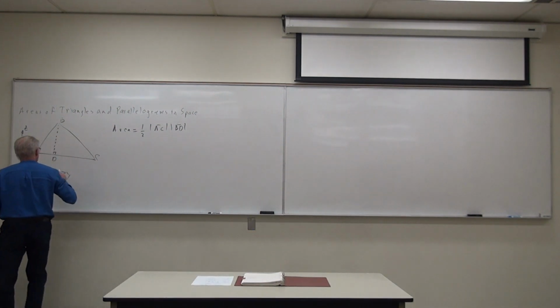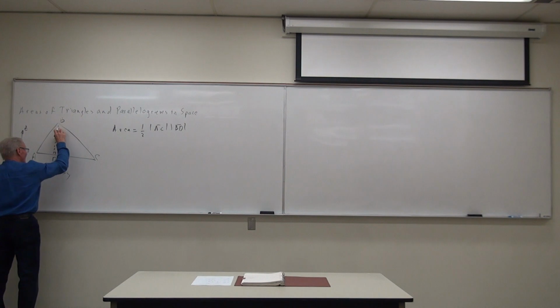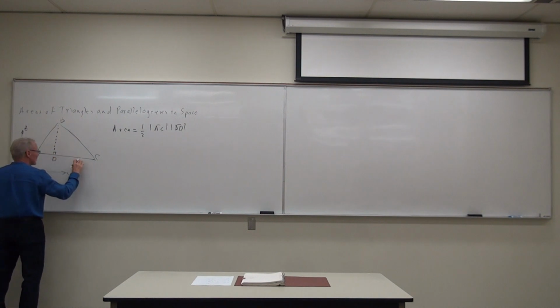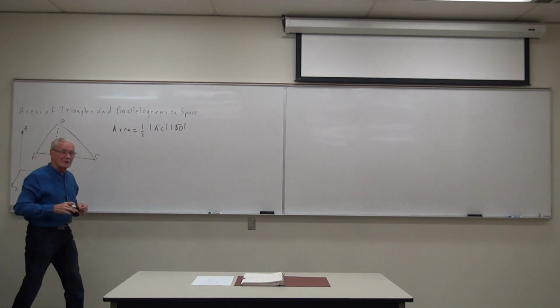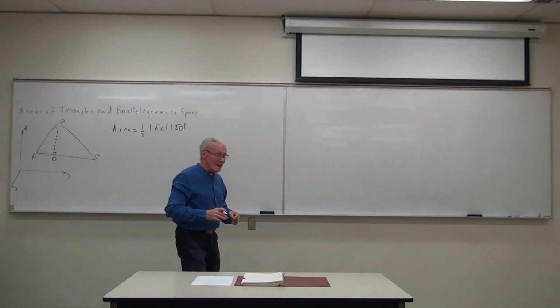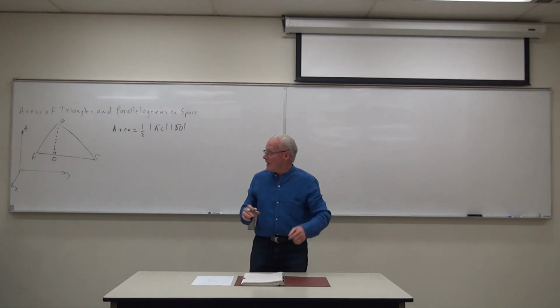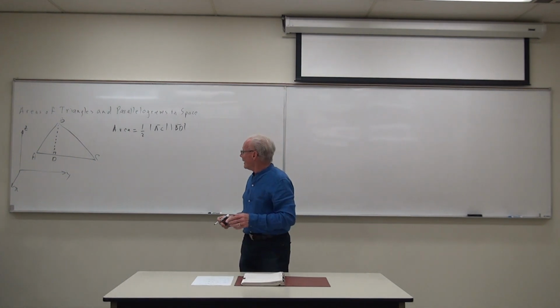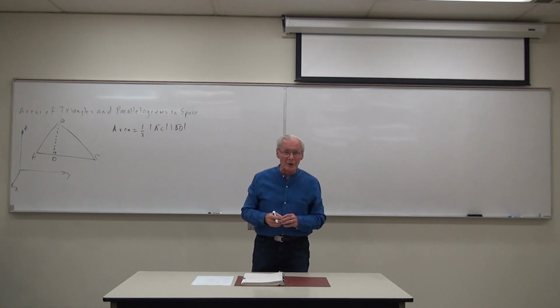We could find, say, parametric equations for the line BD. We could find parametric equations for the line AC. We could solve them together. We could find the coordinates of D, and then we could find the length of BD, and then we would be done. That happens to be the long way to do it.